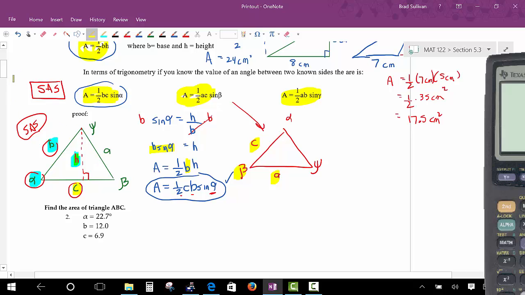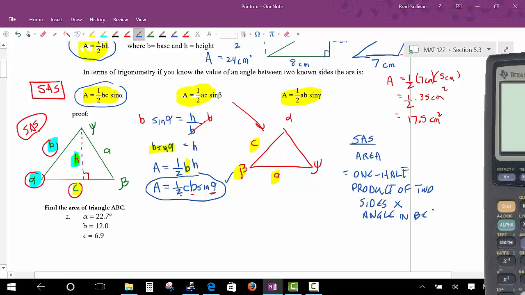So it's probably best to learn this in words because it's easy. If you have a side angle side case and you want to find the area, that area is equal to 1/2 the product of two sides times the sine of the angle in between.